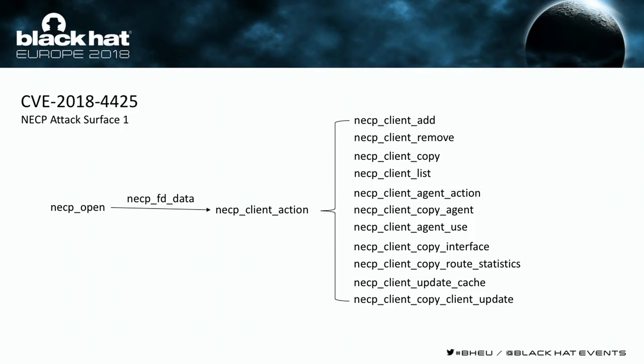This is a vulnerability of type confusion. This vulnerability exists in the NECP module in XNU. Let's see attack surface 1. You can call the NECP open and NECP client action APIs to do something. NECP open will return a handle to the kernel NECP FD data. Then you can use the returned handle with NECP client action to call sub client actions here.